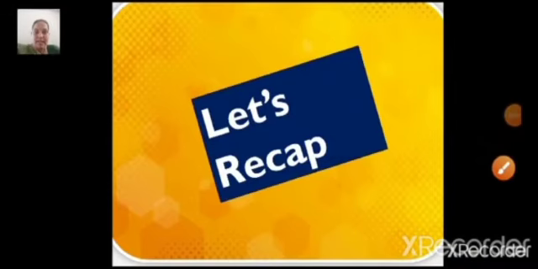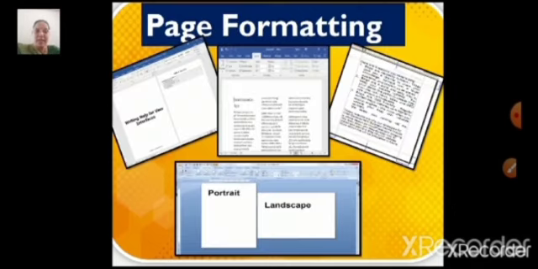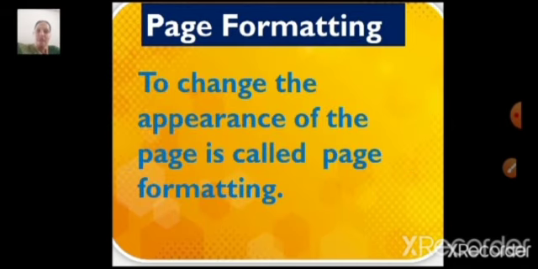Children, let's recap what we learned today. We were studying about advanced features of a word processor, that is Microsoft Word. Today we have discussed what page formatting is, and working with tabs. Page formatting is a process that involves changing the appearance of the page. Text formatting changes the appearance of text, while page formatting changes the appearance of the page.